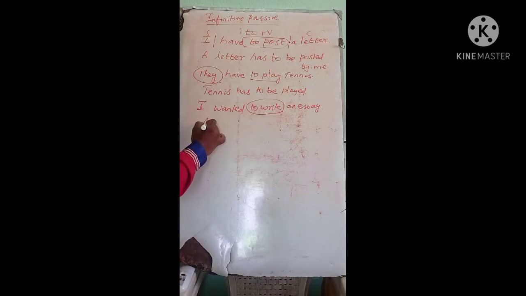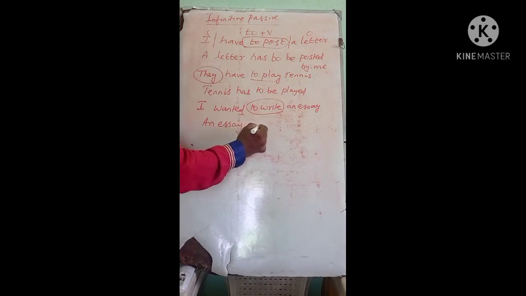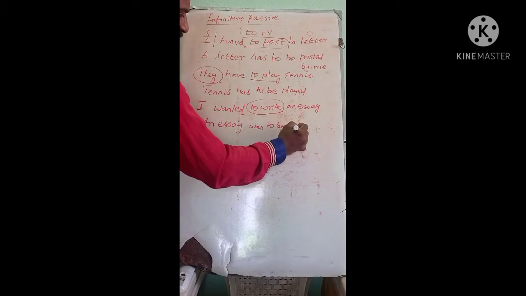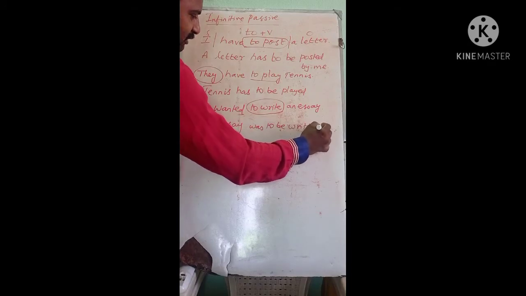What will be the answer? An essay. The verb is "wanted", and the tense is past tense. So the essay was to be, third form of the main verb, written. The essay was to be written by me, that's all.